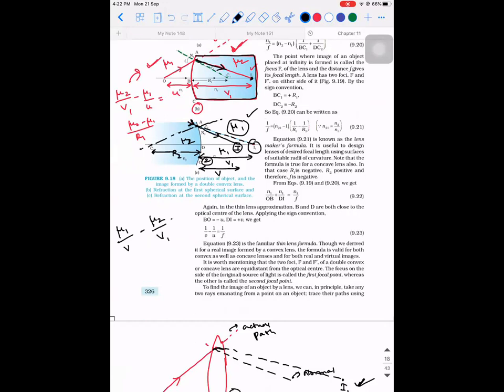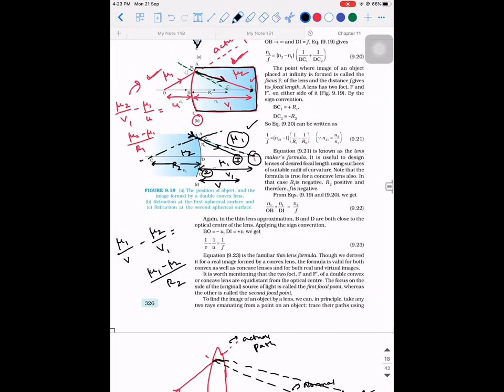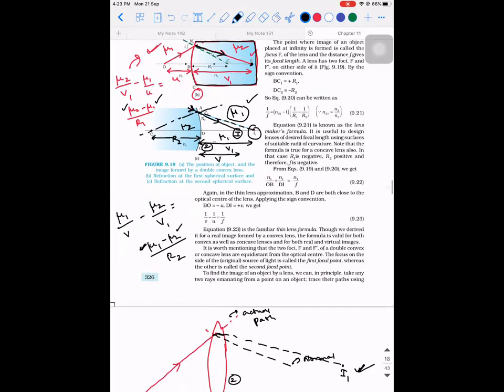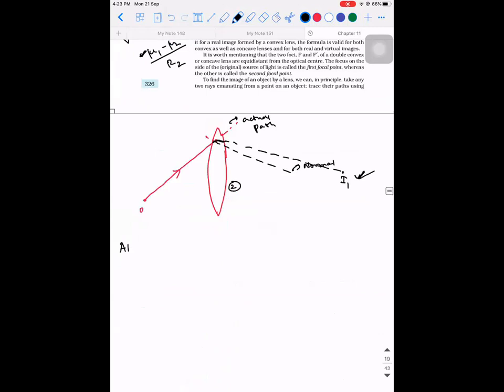Mu2 divided by V1 is equal to mu1 minus mu2 divided by R2. Did you understand why I wrote mu1 minus mu2? See, here mu2 minus mu1 means mu2 is the medium where the image is formed. Mu1 is the medium where the object is kept. So here mu1 is the medium where the image is formed and mu2 is the medium where the object is kept. So are you guys clear with these two steps? Yes, sir.